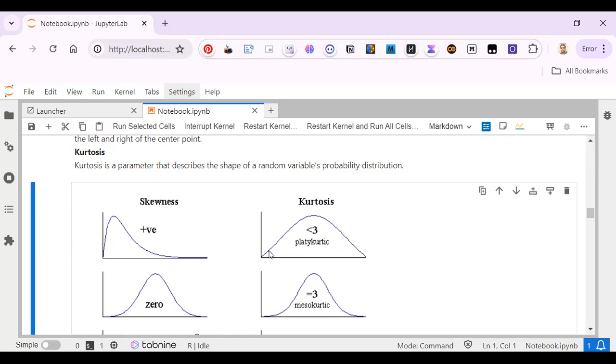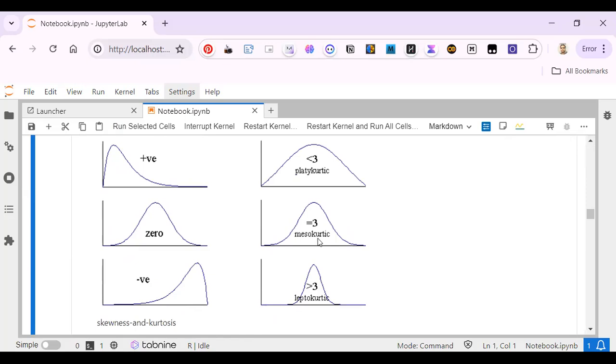Okay, means the data will be like this, and equal to 3 indicates mesokurtic, and greater than 3 indicates leptokurtic. So here, what main mechanism we have to understand: the same 0 you can consider as this value, and the same 0 you can consider this value, but the same 0 you can consider this value.